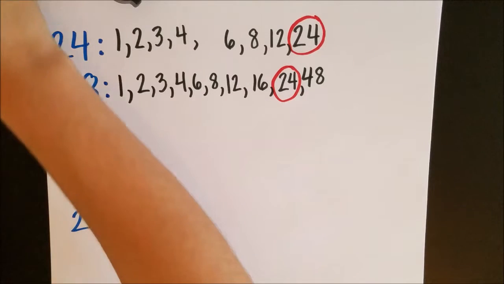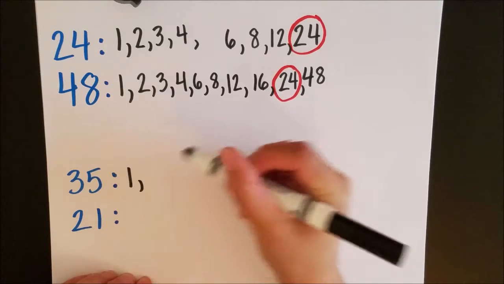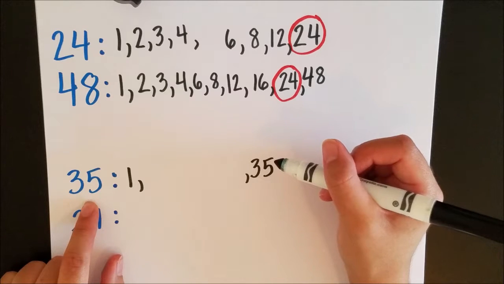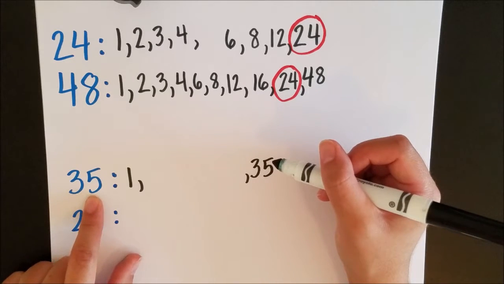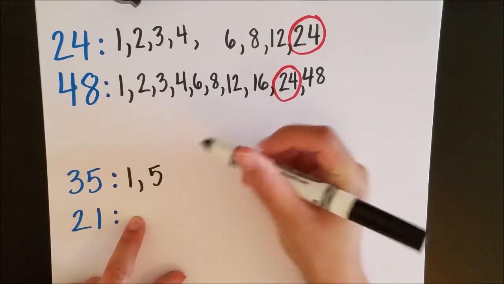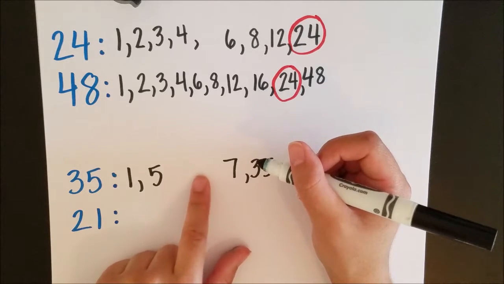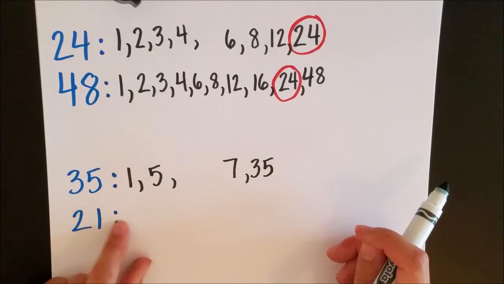All right, so let's move on to our second one. We have 35 and 21 this time. So I'm going to do the same thing, start with 1 and 35. And then I can't divide it by 2 because it's not even. I'm going to move to 3, and it's not divisible by 3 either. It is not divisible by 4, but it is divisible by 5. So I know I have 5 and 7. And then the only number between 5 and 7 is 6, and it's not divisible by 6 either, so that means I'm done. So these are my only factors for 35.